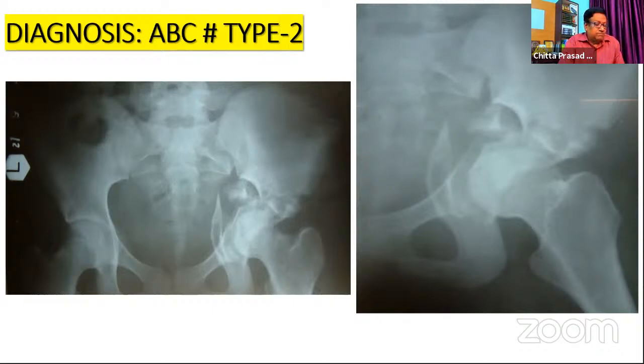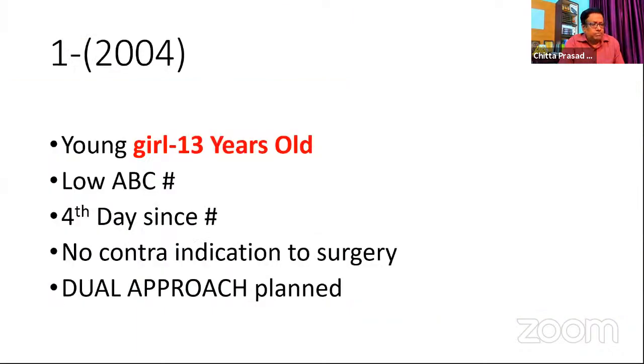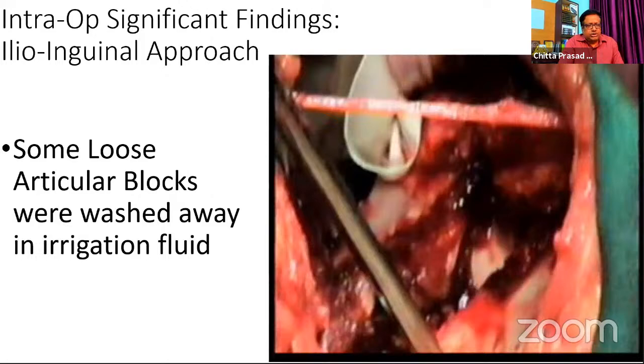I could have done it through the external iliofemoral approach, but I decided to do a dual approach. And this is a low ABC. I would like to show you the iliofemoral approach, though the video is not playing. When I irrigated, a lot of articular blocks came out. If I do the external iliofemoral approach and a surgical hip dislocation, I can put all those articular blocks into place and fix them. But during this washout, after fixing the back, when I did the iliofemoral approach in the same sitting, the articular blocks came out. I was not very happy about it.